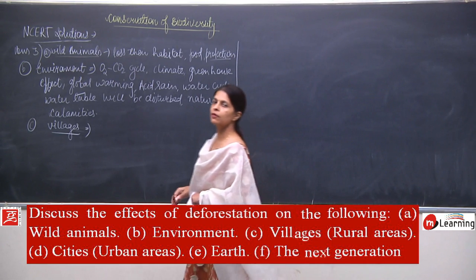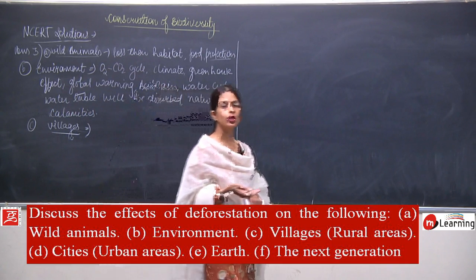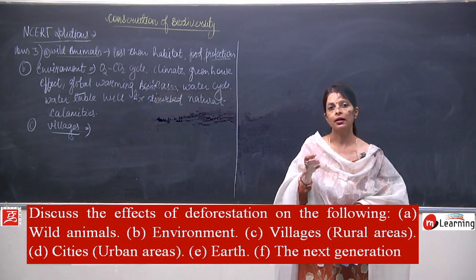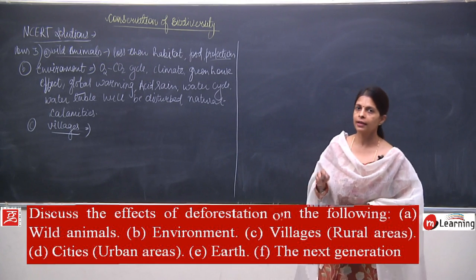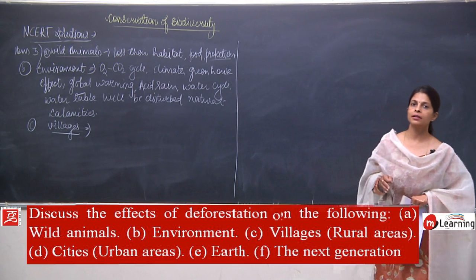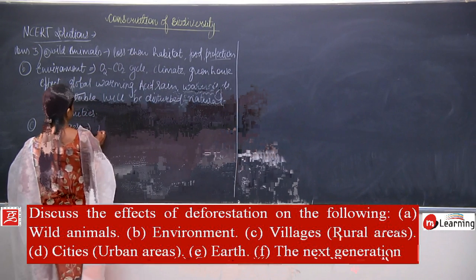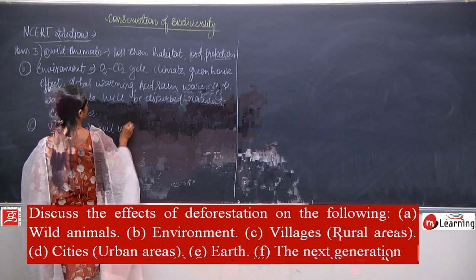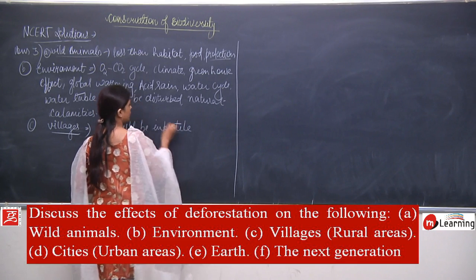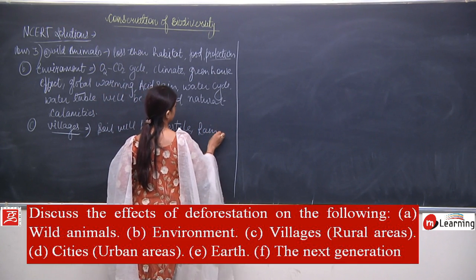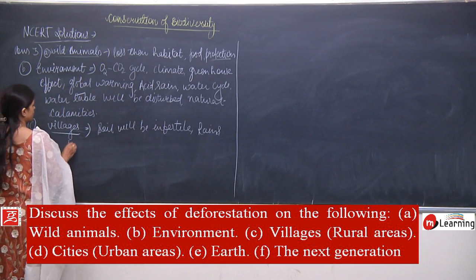First of all, the fertility of the soil will be reduced, because when the trees are not there, nothing is there to hold the soil. So when it rains or when the wind blows, what will happen? The fertile upper layer of the soil, which contains humus, will get washed away. And then what will be left? The rocky layer will be left, and that means desertification will take place. So the soil will become infertile. Rains will be affected, and definitely the natural calamities will increase.